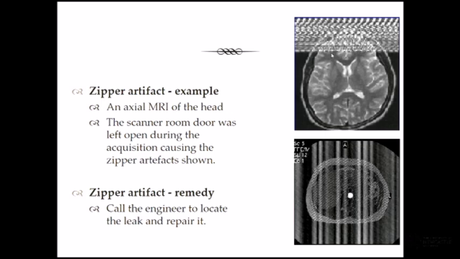So this one here might have been where the scan room door was kept open or not completely closed, so that means that the Faraday cage hasn't sealed and you've got leakage of signal from outside the room.